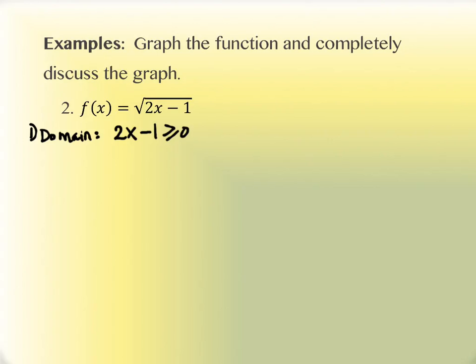And if we solve this, we have 2x greater than or equal to 1, or x greater than or equal to 1/2. So on my graph, this means that the graph will not have any values from 1/2 to the left. Flat out will not happen. Okay? So that's step number 1. Step number 2, asymptotes. What can you tell me about asymptotes for this graph?